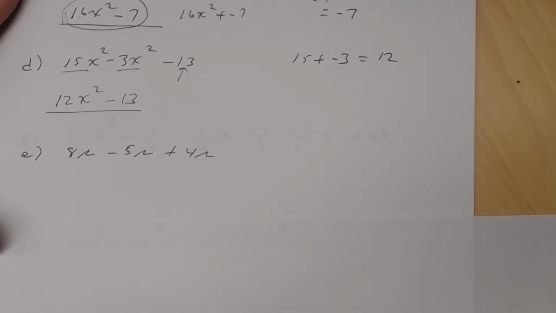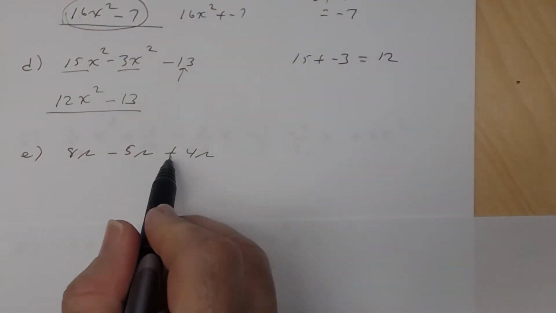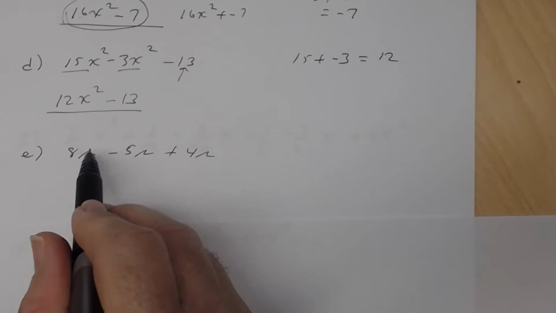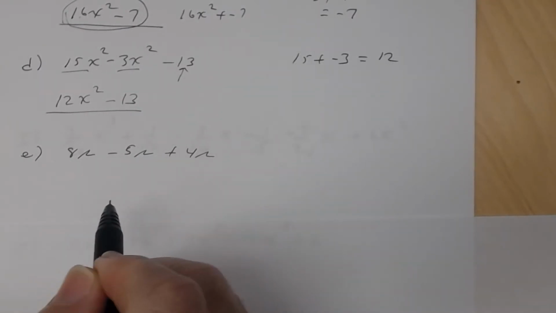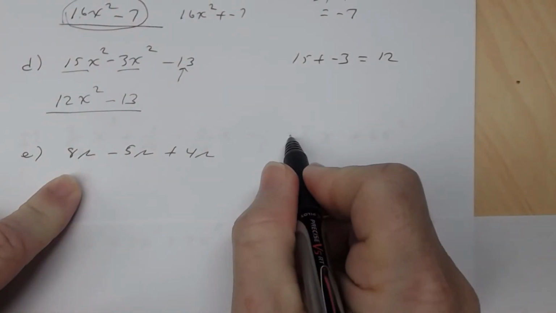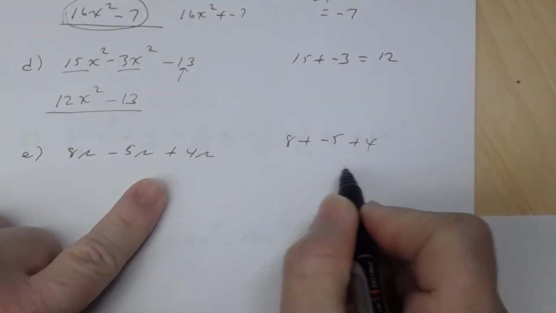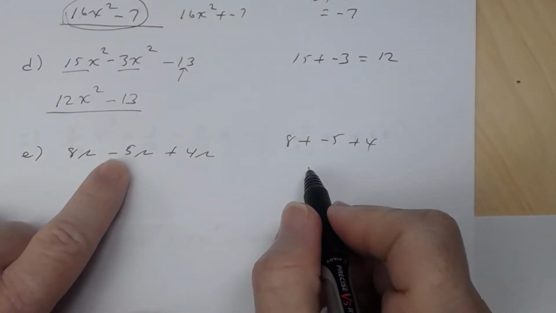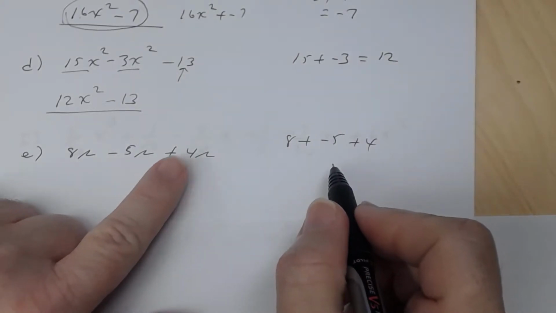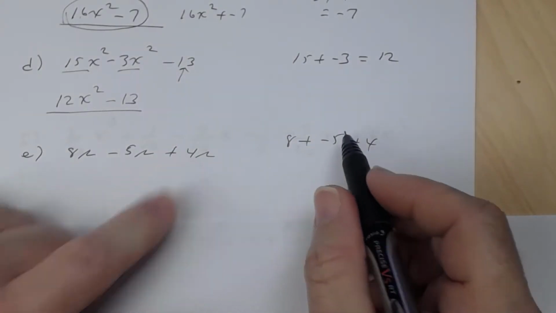Letter E. So these three terms, there are three terms here, and they're all alike. S to the first, S to the first, S to the first. So I just add their coefficients. So I have 8 plus a negative 5 plus a positive 4. The coefficient of this term is a negative 5, and the coefficient of this term is a positive 4.